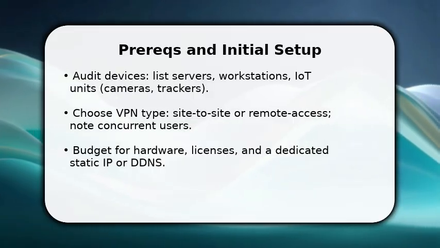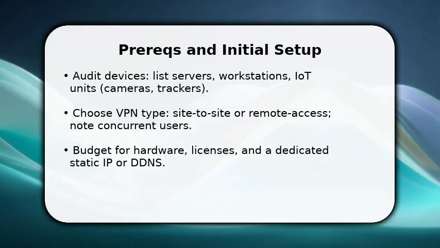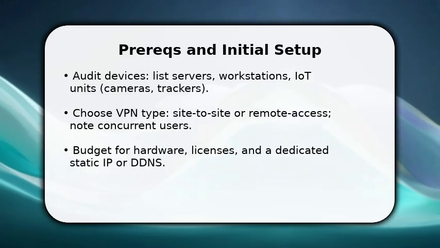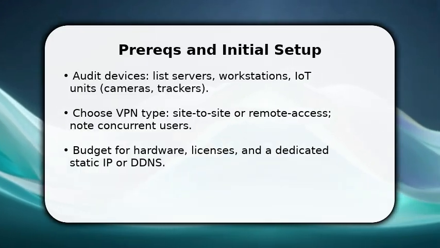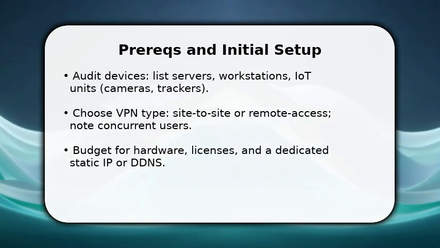Next, allocate budget for a firewall-capable router, VPN appliance, or enterprise license, plus a static IP or reliable DDNS. This gets you ready to purchase and provision. Don't skip the device list because it informs tunnel counts and throughput requirements.